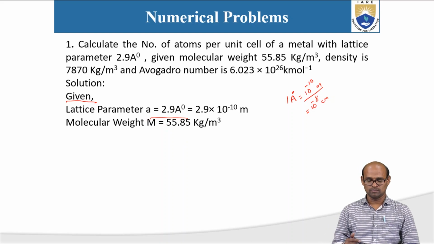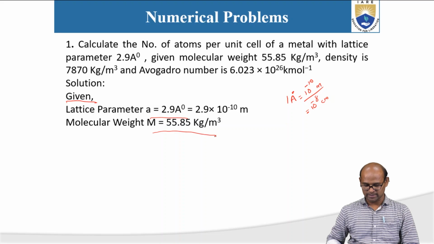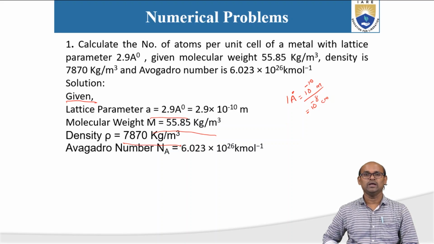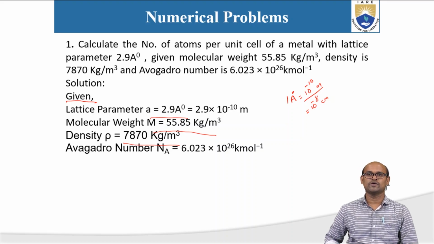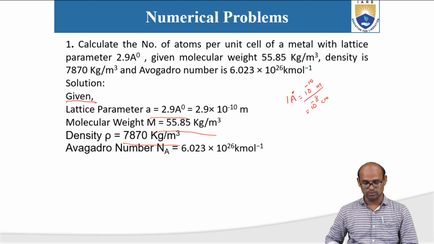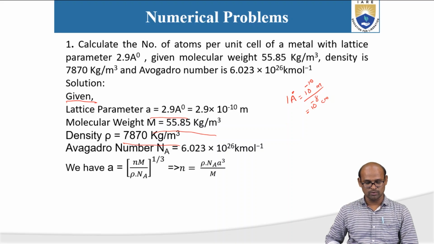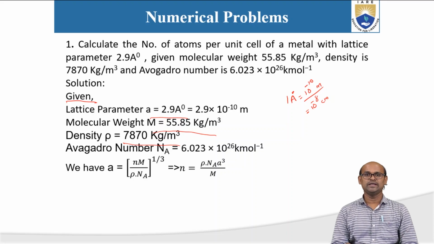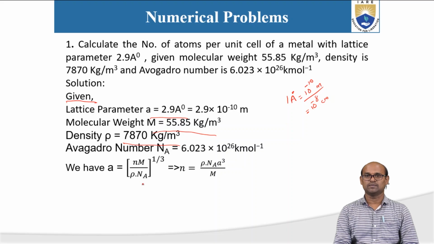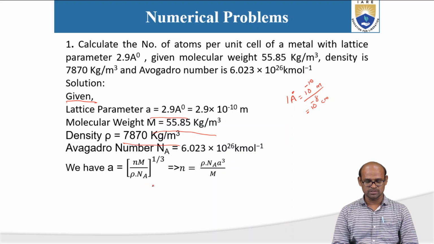Molecular weight M is 55.85, density is given as 7870 kg per meter cube, and the Avogadro number, we already know, is 6.023 into 10 power 23, but here it is 26 per kilomole. We have already derived the equation for density, so we can write down the lattice parameter in terms of density.